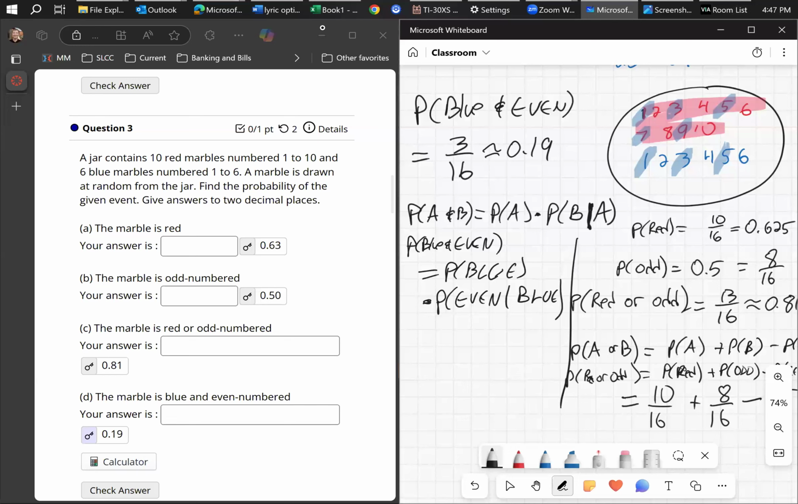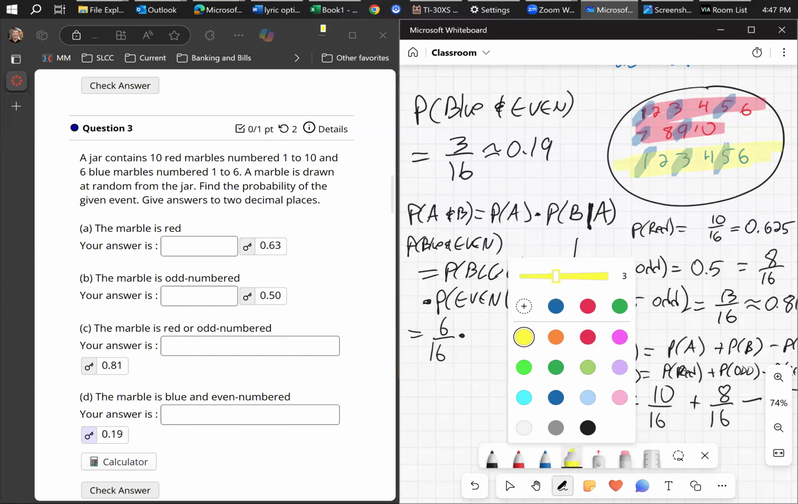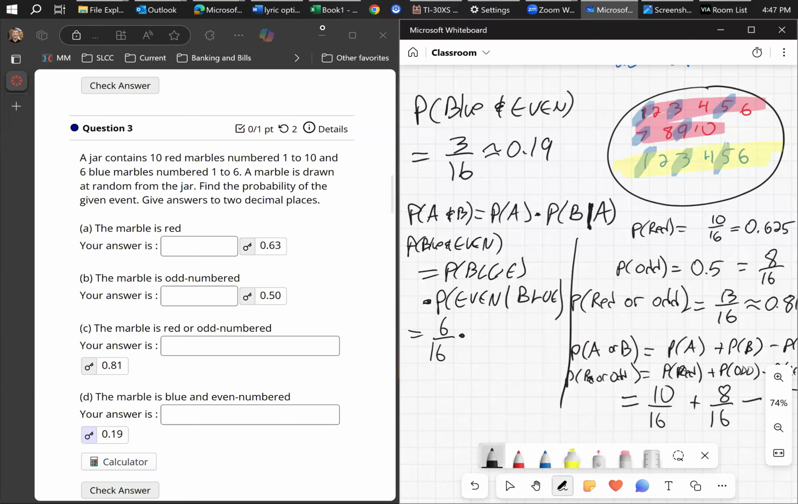So what this looks like is the probability of blue, well, there's 6 out of 16, times the probability of even given that they're blue. Well, if we're given they're blue, we're only looking at those 6. Out of those 6, what's the probability that they're even given they're blue? Well, there's 3 evens out of those 6. And this reduces back to the same answer we got. So the formula approach or directly counting from the sample space are both great and valid techniques.